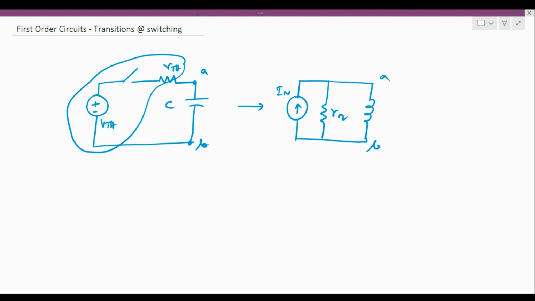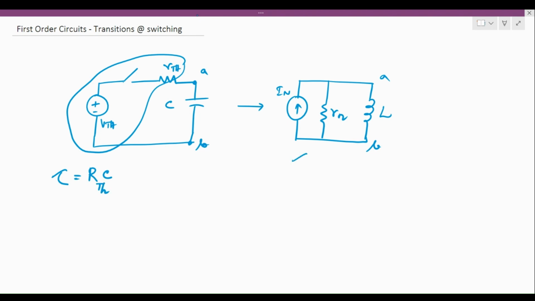So I can do this, and using this, I will be able to compute the time constant. In order to find the time constant for an RC circuit, we know that the time constant is R into C. So this R that we are talking about is the resistance of the entire network, which, once we represent it using the Thevenin's equivalent circuit, will be equal to the RTH.